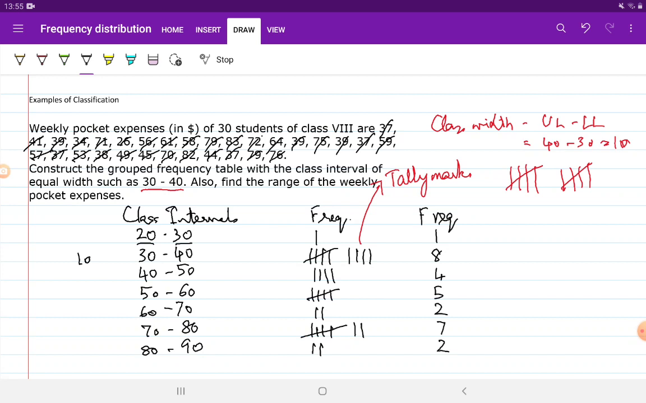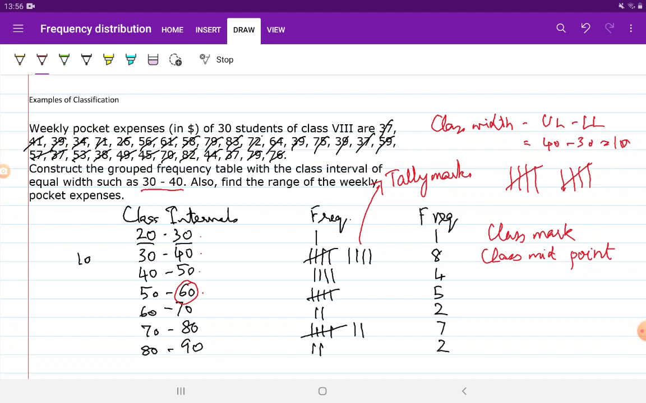Right? Simple questions like what is the upper limit of the fourth class interval? You'll just have to count 1, 2, 3, 4. This is the fourth class interval. This is the upper limit of the fourth class interval, right? Tally marks, you know how to read them. Class width is upper limit minus lower limit. Any other important concepts? Yes, something called the class mark, or sometimes it is also referred to as the class midpoint.